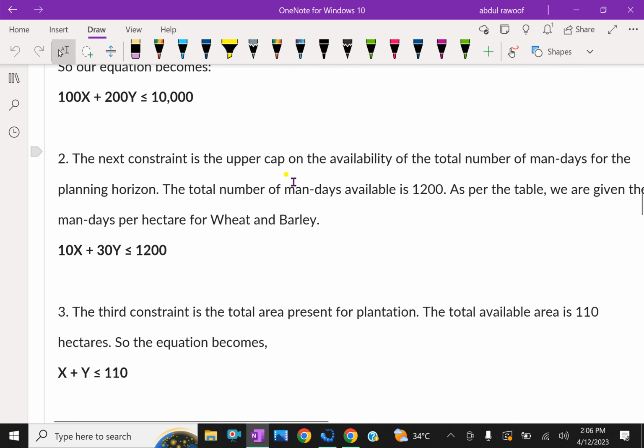Next, the constraint is the upper cap on the total number of man days available for the planning horizon. The total number of man days available is 1,200. As per the table, the man days per hectare are 10 for x and 30 for y, that is 10x plus 30y is less than or equal to 1,200.